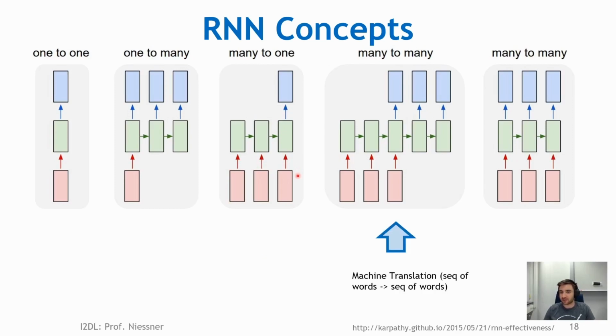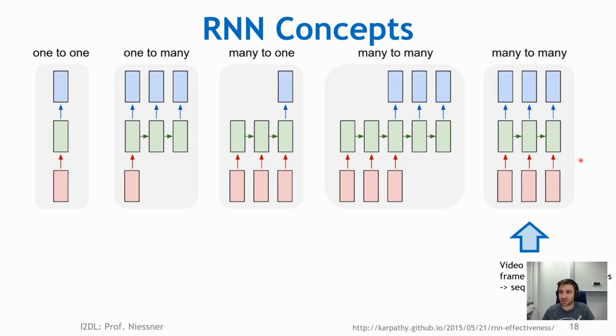Then we also have many-to-many relationships. For example, machine translation, where you have a sequence of words as input, and you also want to have a sequence of words as output. The interesting thing here is that we have a certain time shift. Usually for machine translation, in some cases you cannot immediately translate word by word, but you need some context of the input data to make a reasonable prediction.